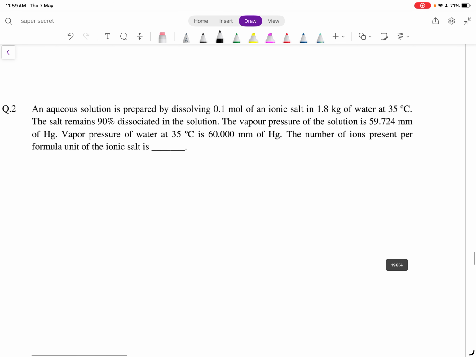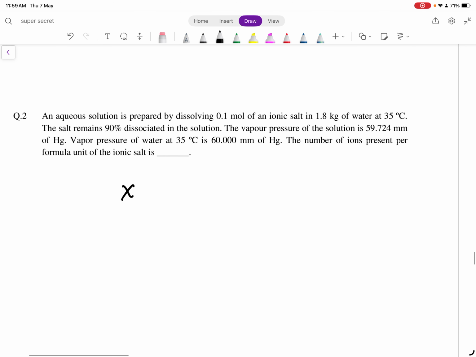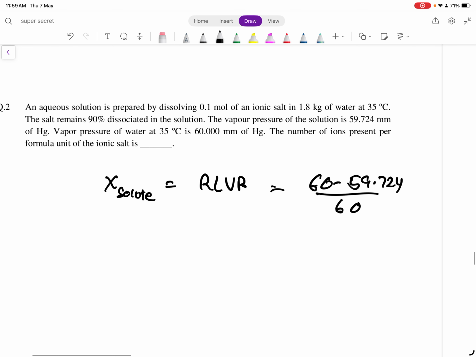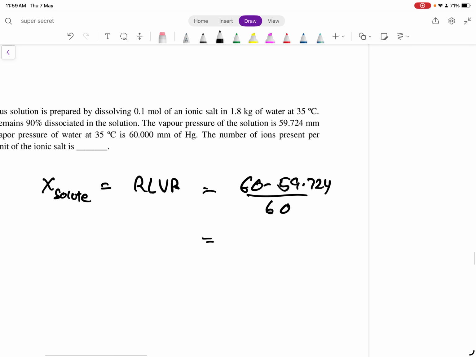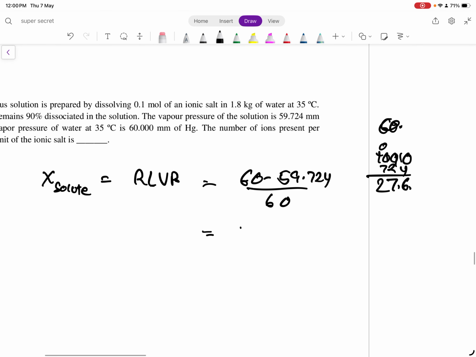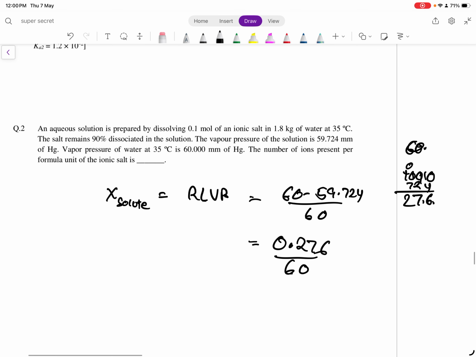So we know that the mole fraction of the solute is equal to RLVP, relative lowering of vapor pressure, which is equal to (60 minus 59.724) by 60. What is 1000 minus 724? 276. So 0.276 by 60. This is the mole fraction of solute.